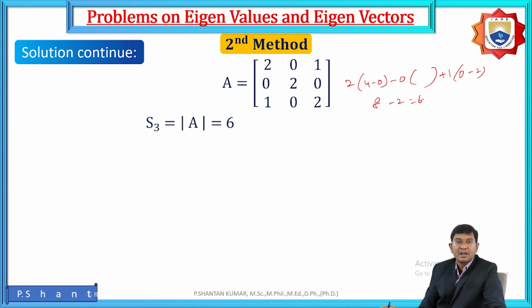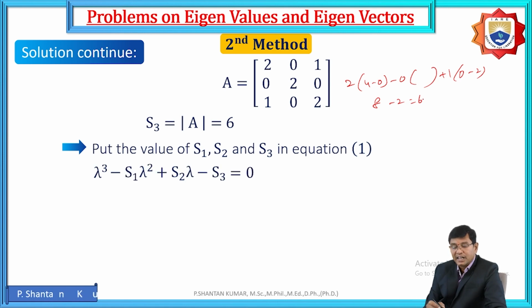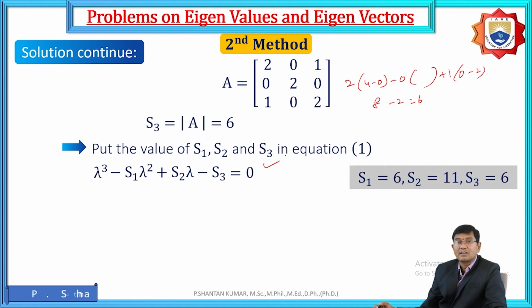After getting S1, S2, and S3, we need to replace them in the characteristic equation. As we know, this is the characteristic equation, and since S1, S2, S3 are already calculated, we can replace these values in the characteristic equation.